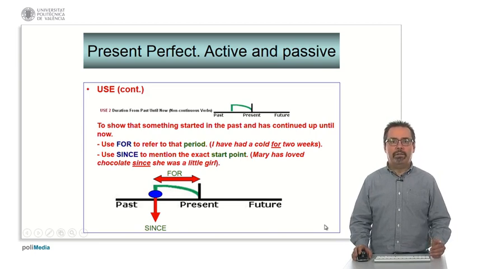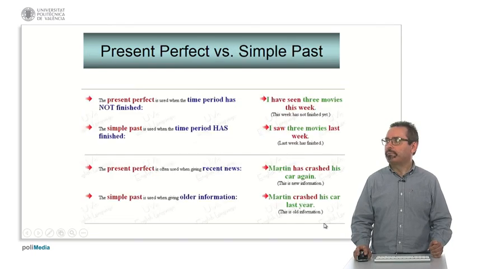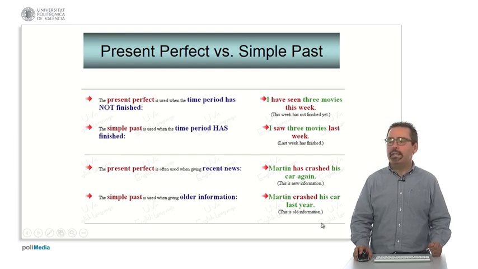Here we have a graph, a picture, kind of explaining this in a graphical way. There's an important difference between present perfect and the simple past. The present perfect is associated with a time period which has not finished, whereas the simple past is a period which has finished. For example, I have seen 3 movies this week. The week hasn't finished. Or, I saw 3 movies last week. Last week has finished.